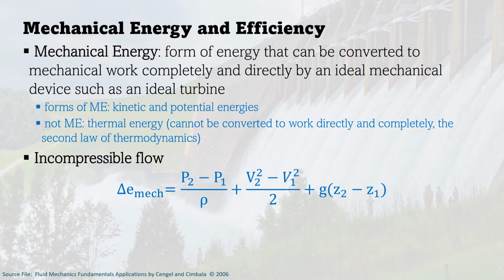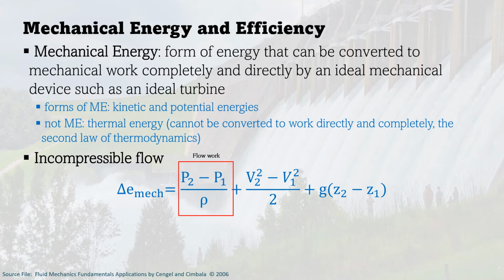Say, for example, a hydroelectric power plant. The reason why we can generate electricity is because of the change in pressure of the water, the change in velocity of the water as it enters the turbine and leaves it, and also the elevation. That is the reason why we have to store the water at a higher elevation before we release it for power production. So that is what we call the change in mechanical energy for an incompressible flow.